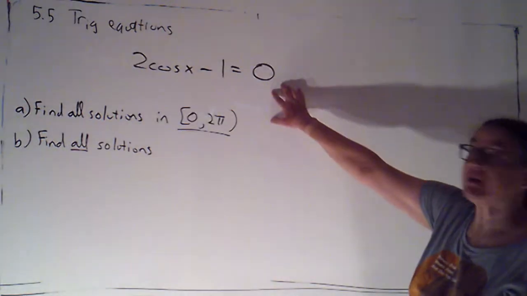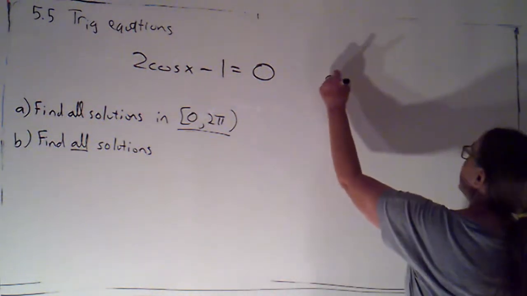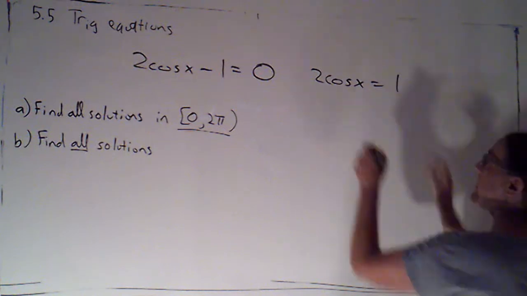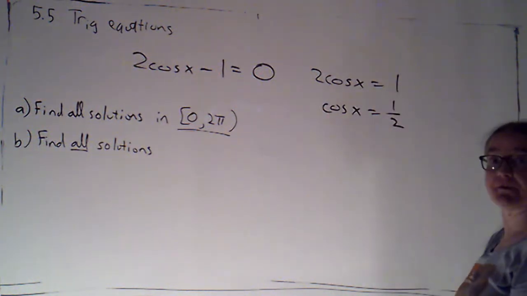So the first thing I want to do is isolate that trig function. So I'm going to add that one over. So 2 cosine of x equals 1. And then I can divide both sides by 2. So cosine of x is equal to 1/2.